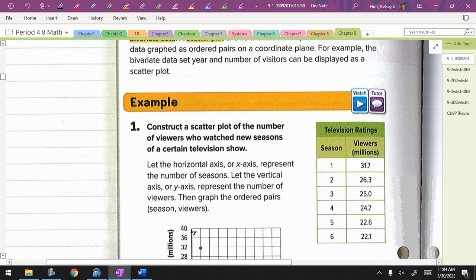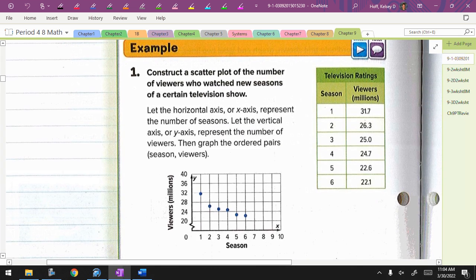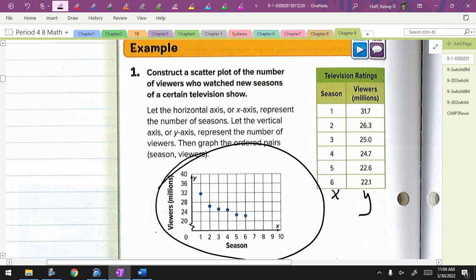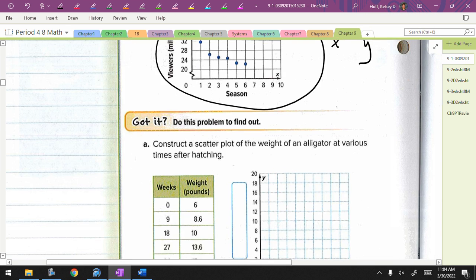So for example, they gave us television ratings. The season is our x, and the number of viewers is our y, and we plotted it on our graph. The thing about scatter plots is there's not always an exact pattern to it, okay? They can be kind of crazy. But you guys all know how to plot points, right? Okay, so just kind of first thing is just a scatter plot.